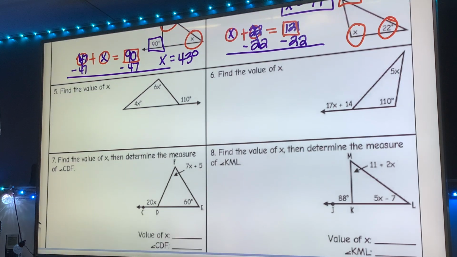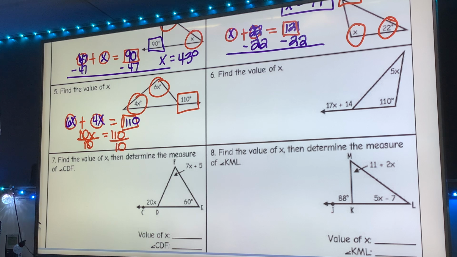Okay, on number 5, circle your two interiors, and box your exterior. So for circle plus circle equals box, you'll have 6x plus 4x equals 110. 6 plus 4 gives you 10, so it'd be 10x equals 110, and you'll have to divide both sides by 10, and you get x equals 11 degrees.